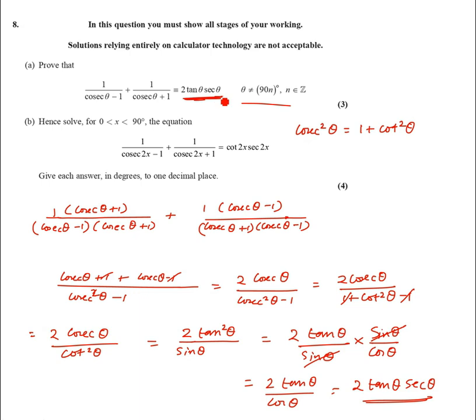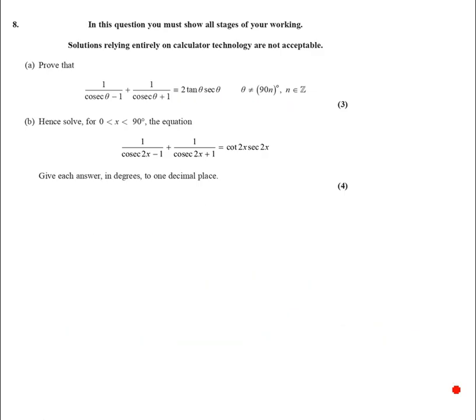So this is one way of doing this, but you could have simplified the left hand side and at the same time simplified the right hand side, and then you would end up with the same thing on both the left hand side and right hand side. But if you want to just simplify the left hand side, that's how you will do this. Okay, so that's part A. Now let's have a look at part B.